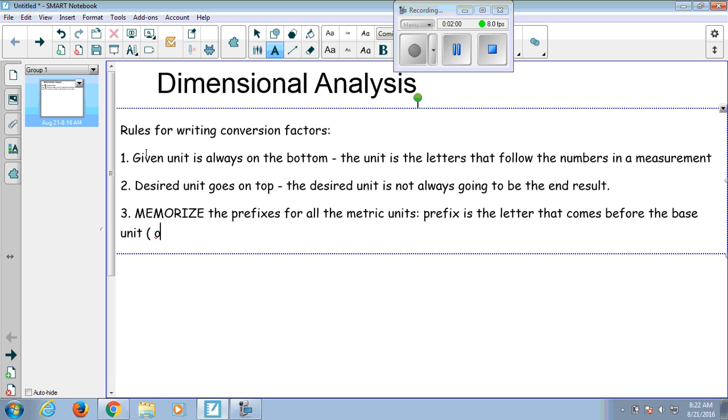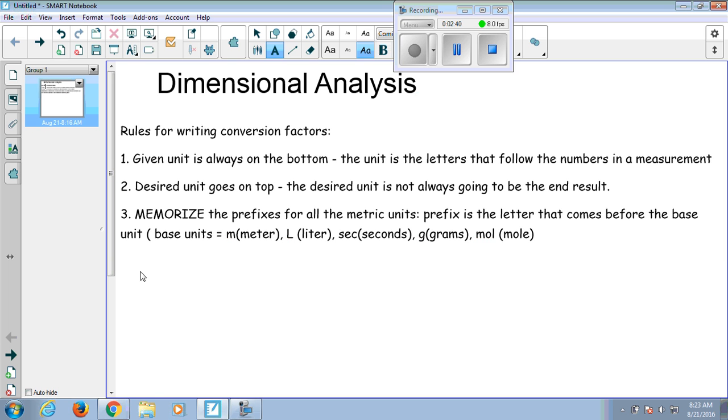Our base units, if you recall, are things like M for meter when we're measuring length, L for liter when we're measuring volume, seconds when we're measuring time, grams when we're measuring mass, and any other base unit that we could think of to use. Eventually, we're going to be using moles, for example, when we count atoms. All right, I think that's pretty much the basics for conversion factors. So now let's do some problems.